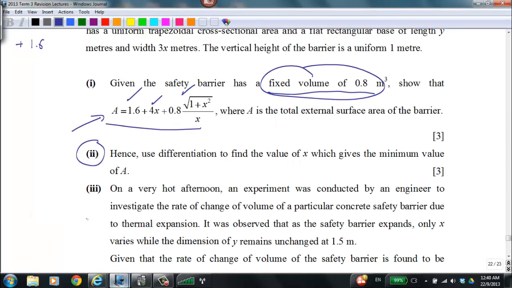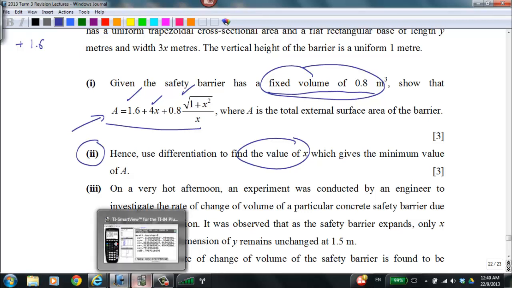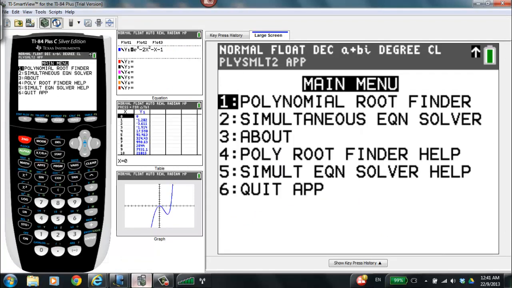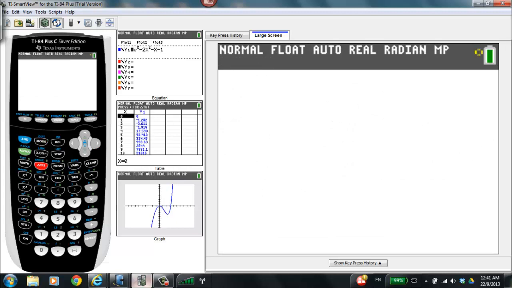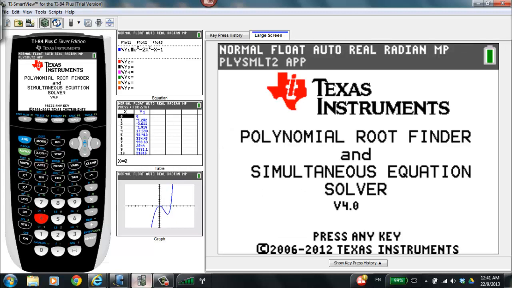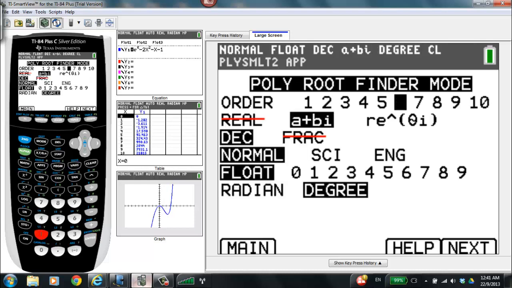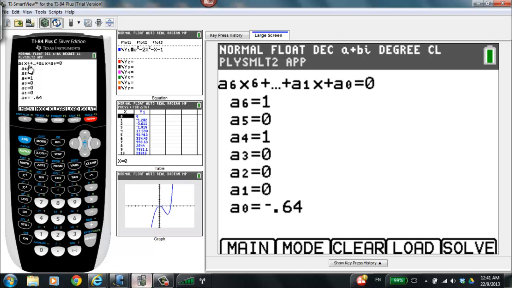Now if you return back to the question, you can see that you only need to find the value of x with no "exact" in the wording, which means I don't need to solve it algebraically. I can always use my GC for help. So let's quit out. Go to apps, polynomial simultaneous solve. Poly root finder, order 6. Everything is correct other than this, negative 0.04, enter. So solve it.